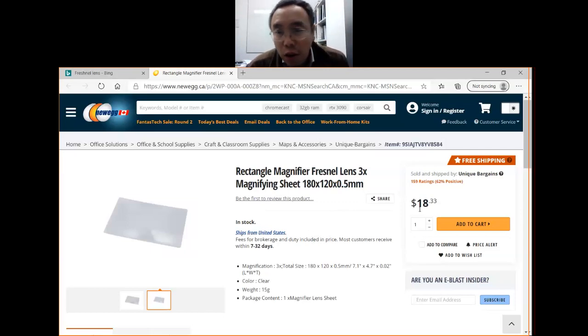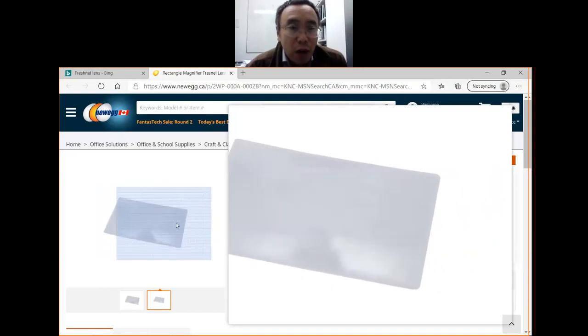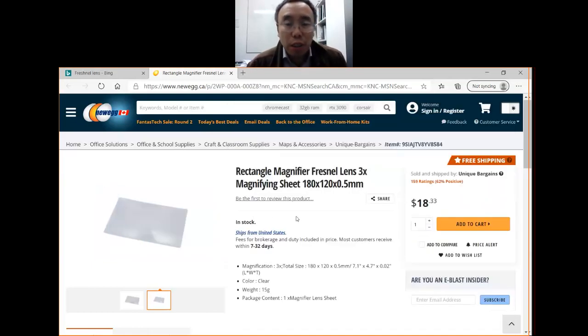It only costs $18. So how to make a Fresnel lens for only $18? This plastic sheet can be made by hot embossing or injection molding. We know the molding process is a very low cost and high throughput process. This way, we can make very cheap, very lightweight, and also very thin lenses.